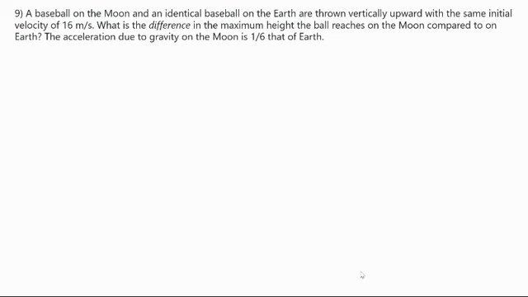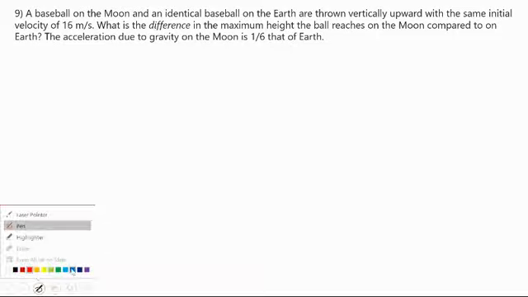All right. So it says a baseball on the moon and an identical baseball on the Earth are thrown vertically up with the same velocity of 16 meters per second. What is the difference in the maximum height the balls reach on the moon compared to the Earth? The gravity on the moon is 1/6 that of Earth. Okay, so first step, we got to draw a picture.